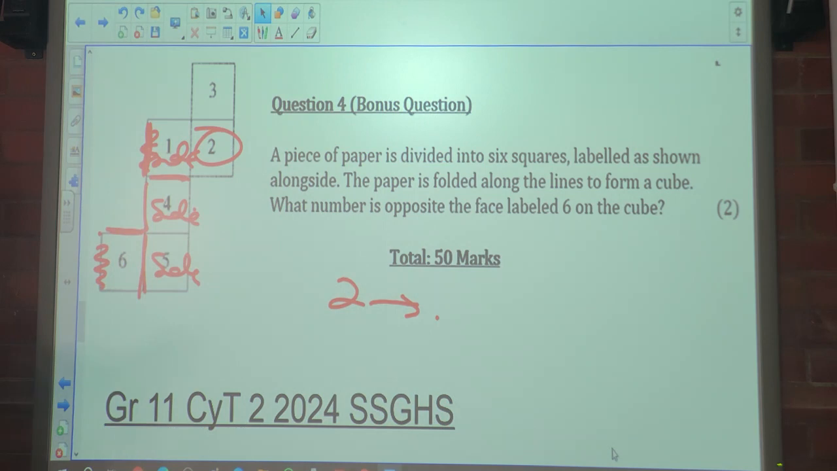Otherwise, if you do applied maths at university, I think there's a formula involved. Not that I know of, okay?